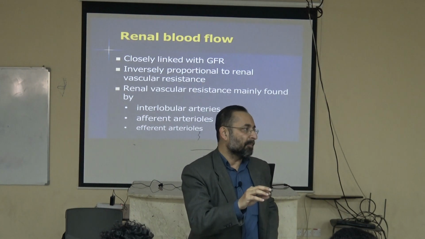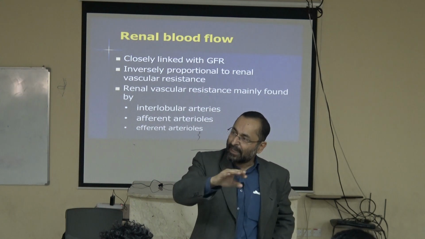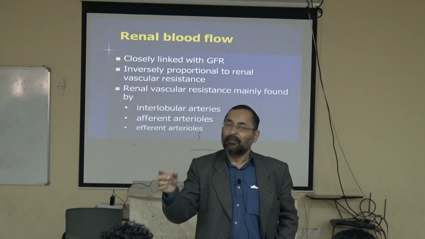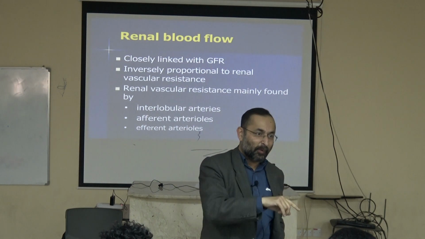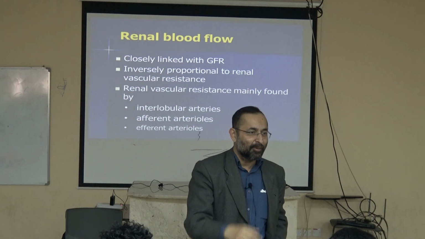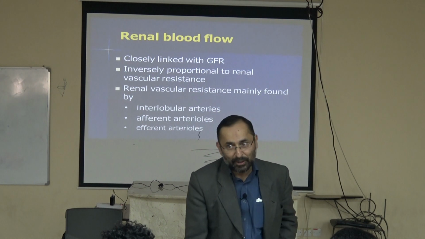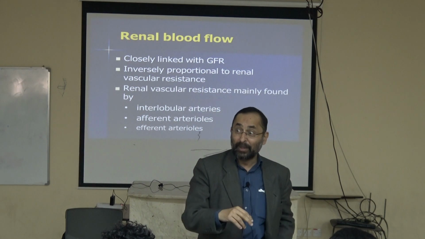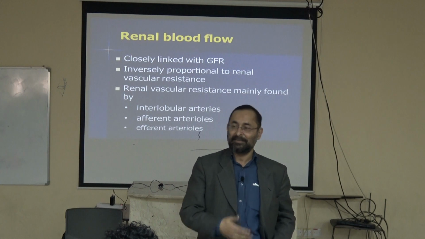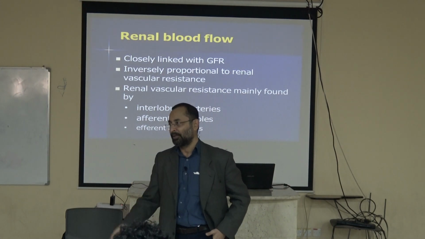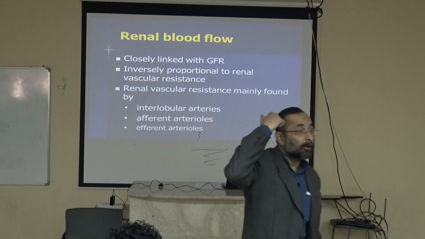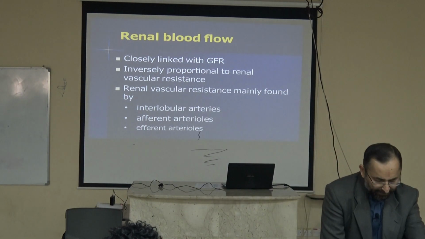After that, you will have the same. The venules are formed, and interlobular veins will be formed. From interlobular veins, you will have the opposite now: arcuate veins. Arcuate veins will join to form the interlobar veins. Interlobar veins will join to form the segmental veins. Segmental veins will join to form the renal vein, and it's out. Okay? So this is the whole circuitry of the blood supply. You got it?